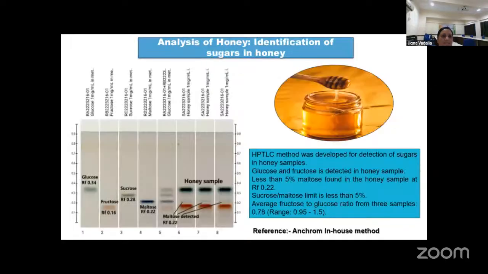This is another example. We can analyze the honey sample and we can identify the sugar in the honey sample. So if there is sucrose adulteration in the honey sample, then it is easier to identify with the TLC technique.